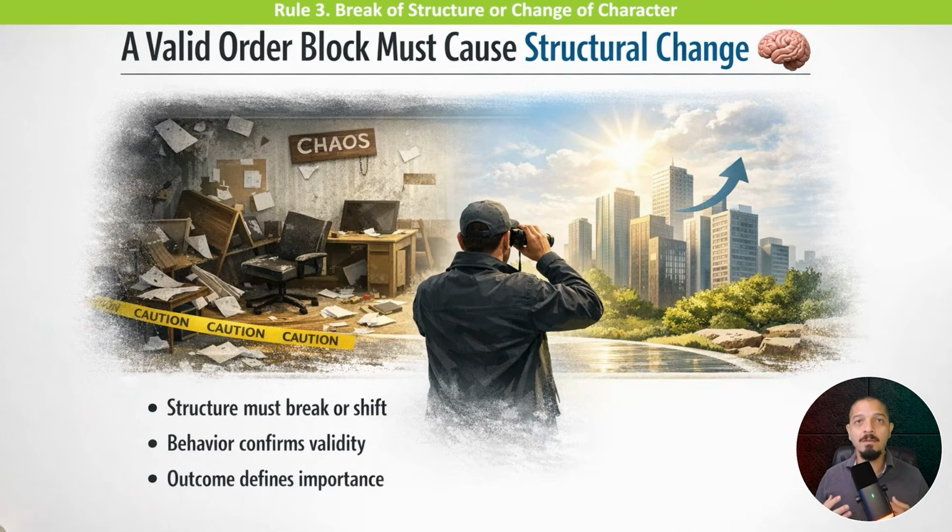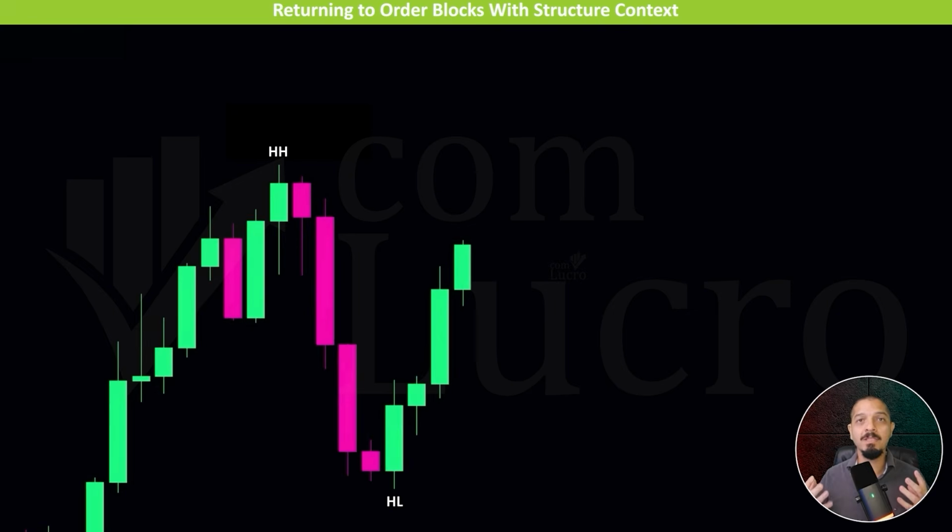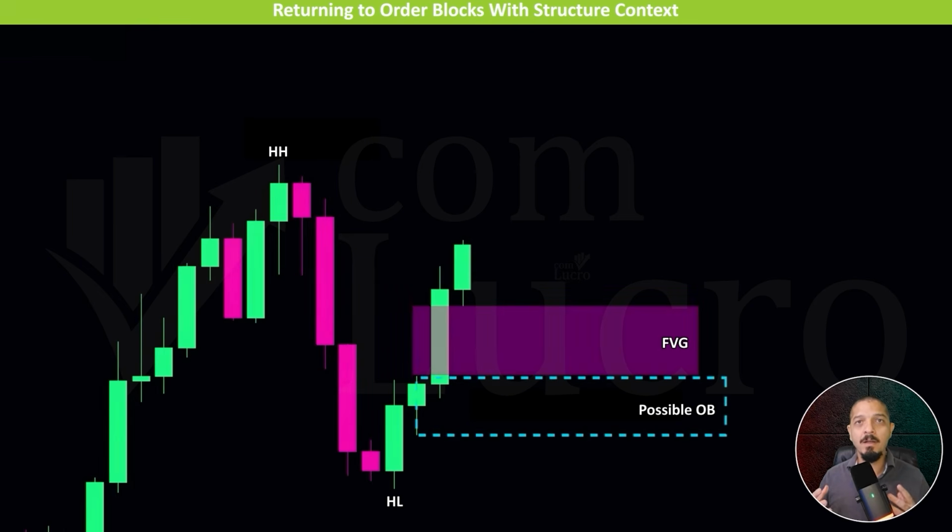The third rule, and the most important one, is that a valid order block must lead to either a break of structure or a change of character after it forms. To see how this works in practice, let us look at an example. In this chart, price makes a strong move upward and leaves behind a gap or inefficiency, suggesting a potential order block.